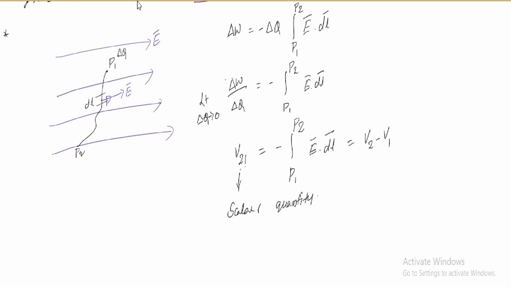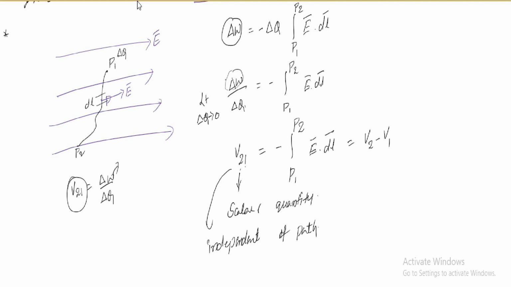And dW is independent of the path. In the last class we have seen that the work done is independent of the path, in whichever path it is going. So if dW is independent of the path, and dQ is a charge, then the resultant V21 will be independent of the path, because V21 is equal to the work done per unit charge. So V21, the potential difference, is also independent of the path chosen.